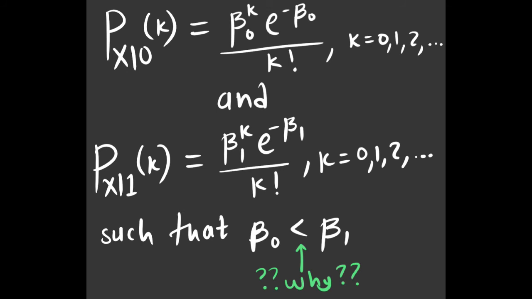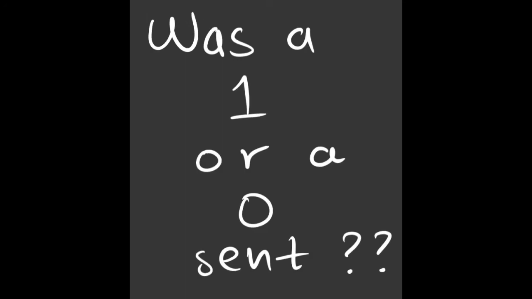In particular, suppose the two probability mass functions can be written as shown. In these two PMFs, the parameters beta0 and beta1 are interpreted as the average number of electrons observed when a 0 is sent and when a 1 is sent, respectively. We assume that beta0 is less than beta1 because when a 0 is sent we tend to observe fewer electrons than when a 1 is sent. At the receiver, we count the number of electrons emitted during each t-second interval and then must decide whether a 0 or 1 was sent during each interval.